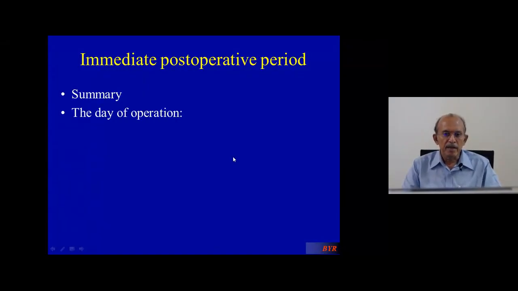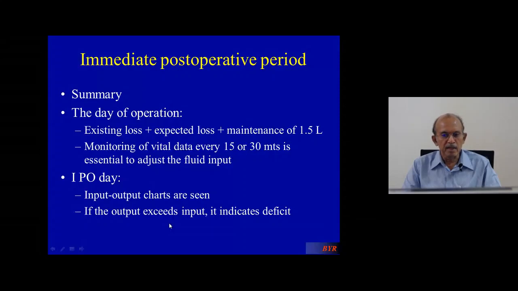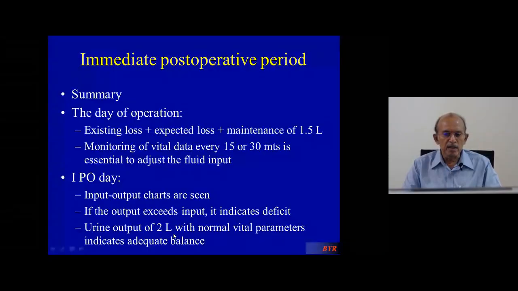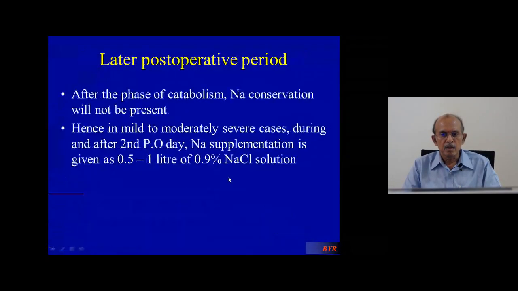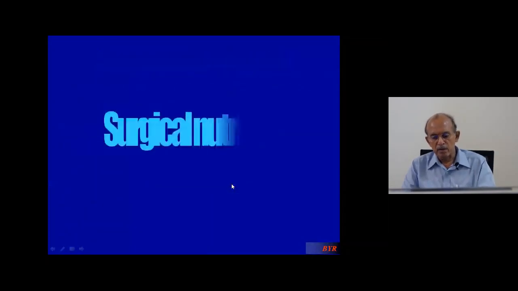Summary: on the day of operation, existing loss, expected loss, and maintenance fluid of 1.5 liters is given, not 2 liters; you give only 1.5 liters. Monitoring of vital data every 15 or 30 minutes is essential. On the first post-operative day, input-output charts are seen. If the output exceeds input, it indicates deficit. Urine output of 2 liters with normal vital parameters indicates adequate balance. Of course, this is not required for you.